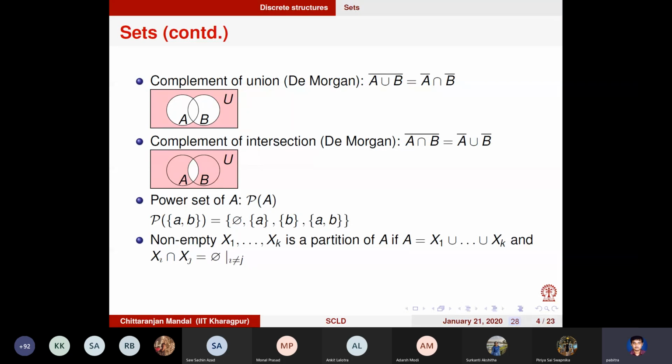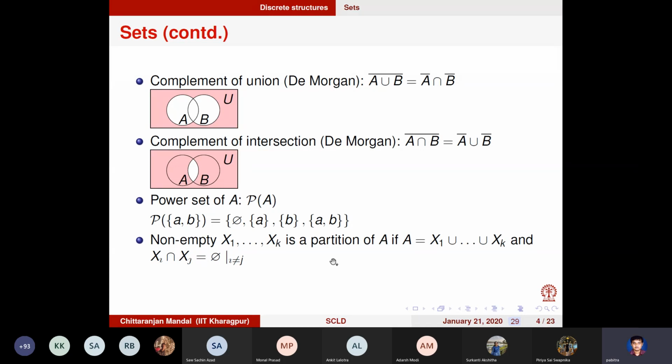Okay, so let's pick up elements from the power set, x1 to xk. Note that I do not talk about single elements, I talk about some collection of x1 to xk, which would be called a partition of A if they are exhaustive and exclusive. Exhaustive means if you take the union of x1, x2, x3, up to xk, you get back A. So if you put together x1 to xk, you get your full set A. This is called the exhaustive property.